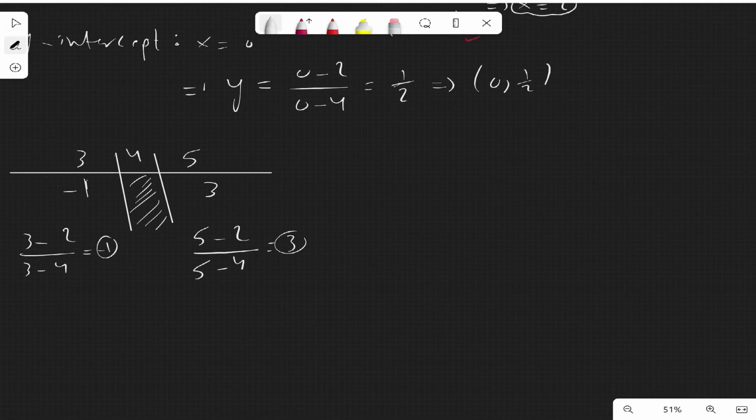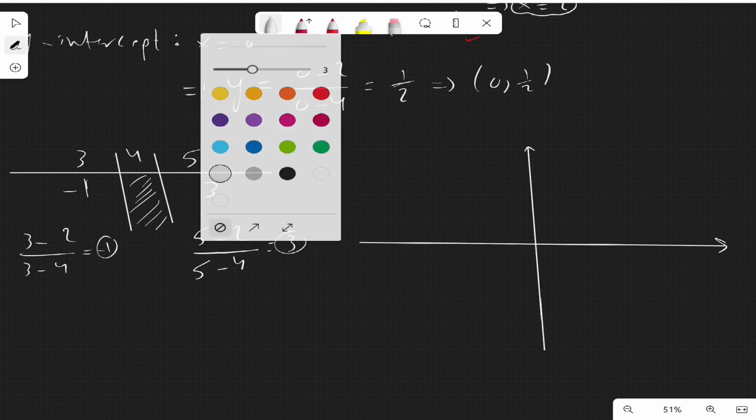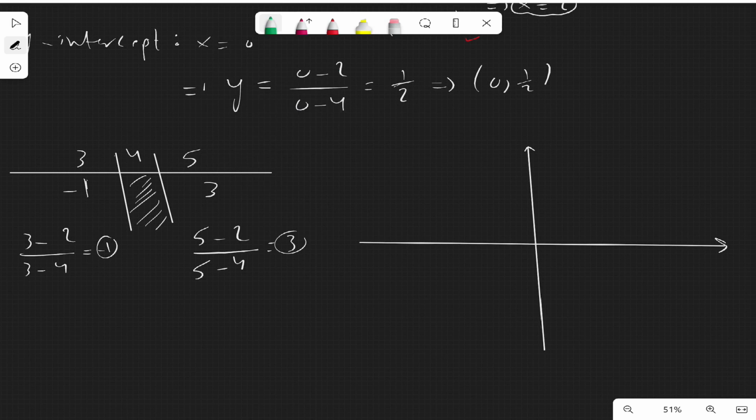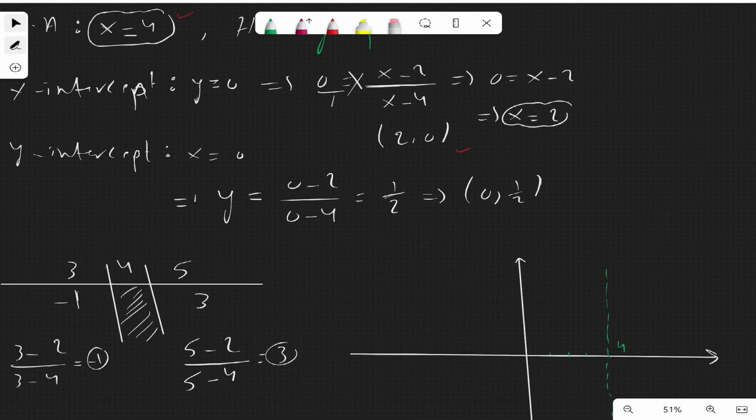Graph. The vertical asymptotes first. X equal 4. And y equal 1.